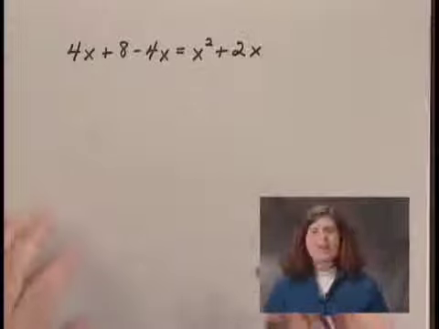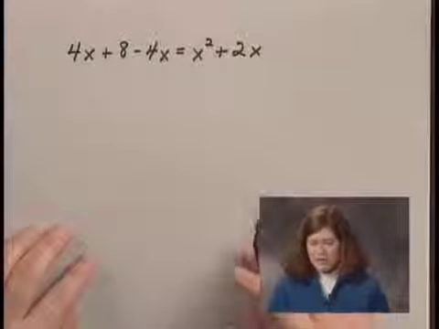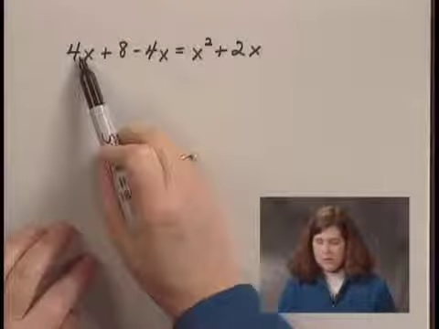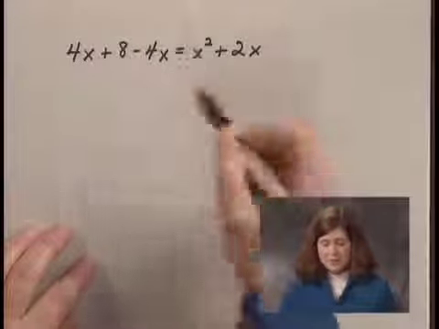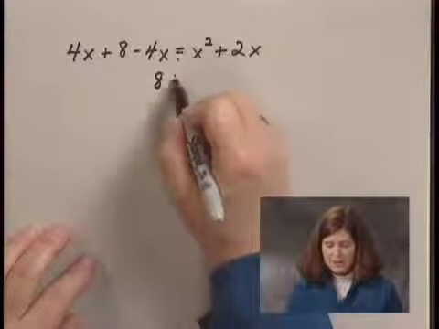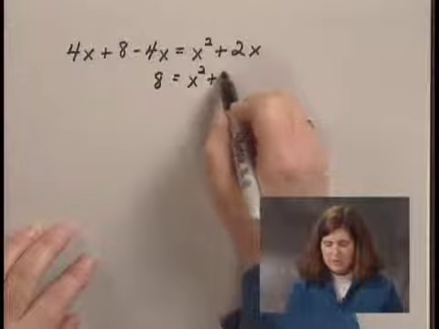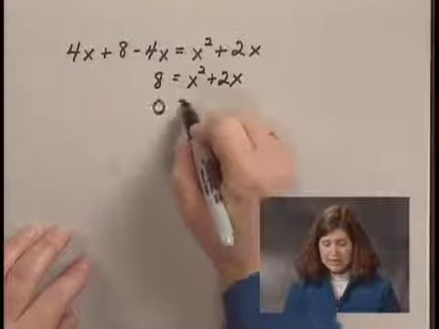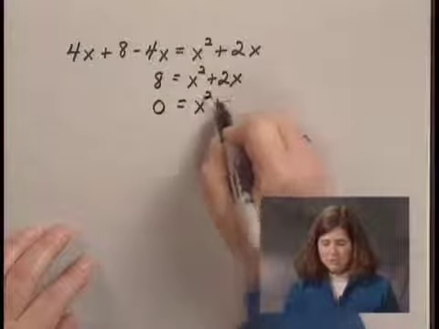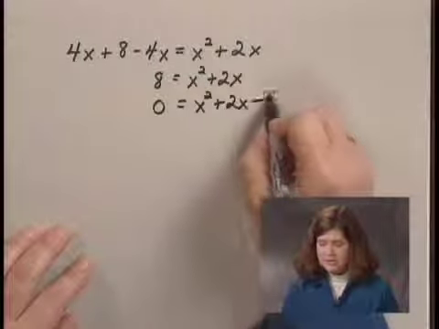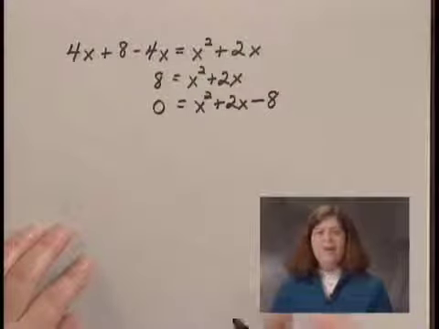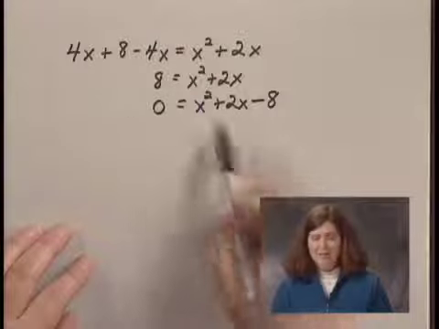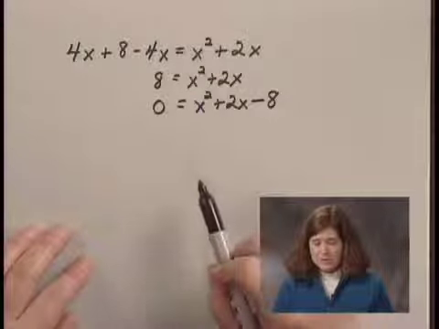And now I need to get a 0 on one side of the equation. First of all, 4x minus 4x is 0. So this is simply 8 equals x squared plus 2x. Subtracting 8 on both sides, I get 0 equals x squared plus 2x minus 8. Now I have a quadratic equation in the form that I need it in order to solve it.